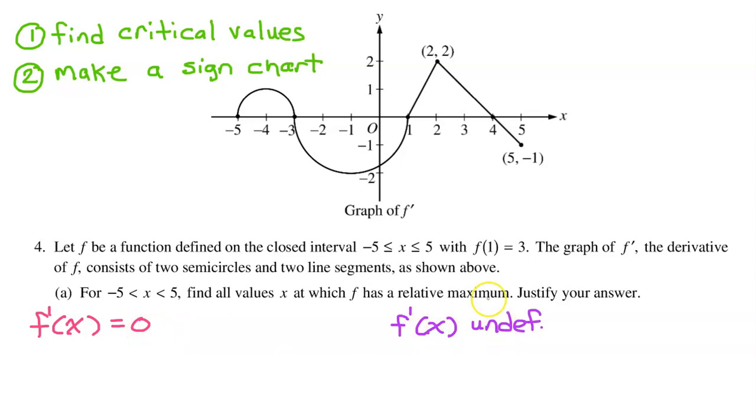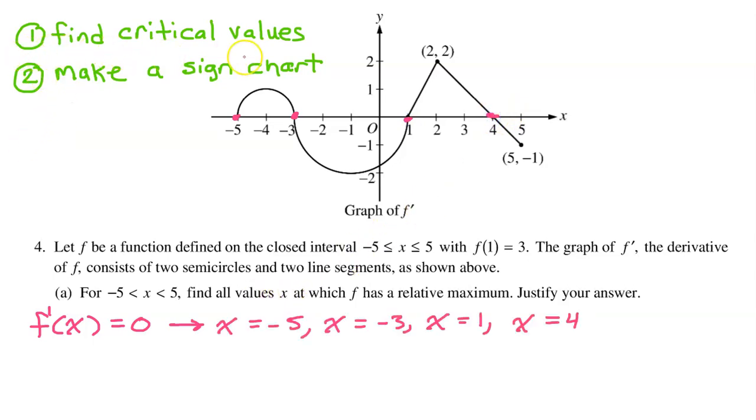Looking at the graph of f prime, we don't see any discontinuities. There are no asymptotes, there are no holes. In other words, f prime is defined everywhere, so we don't have to worry about where f prime is undefined. So where is f prime equal to 0? Remember, we are looking at the graph of f prime, so we simply need to see where the graph touches the x-axis. So we have these four critical values.